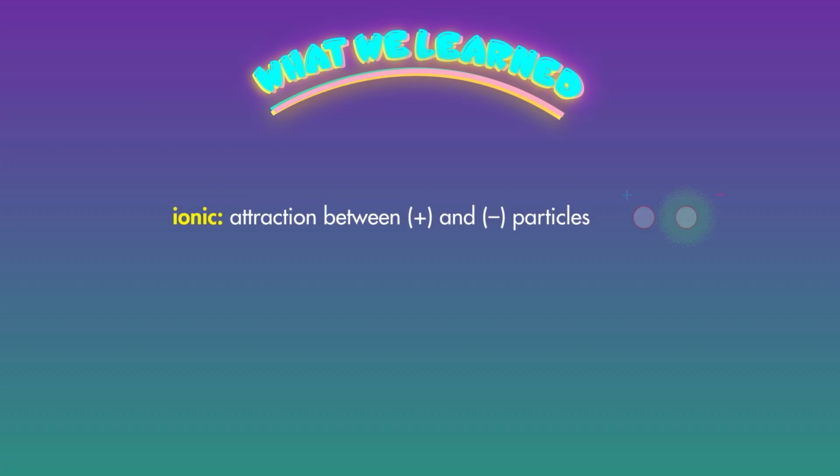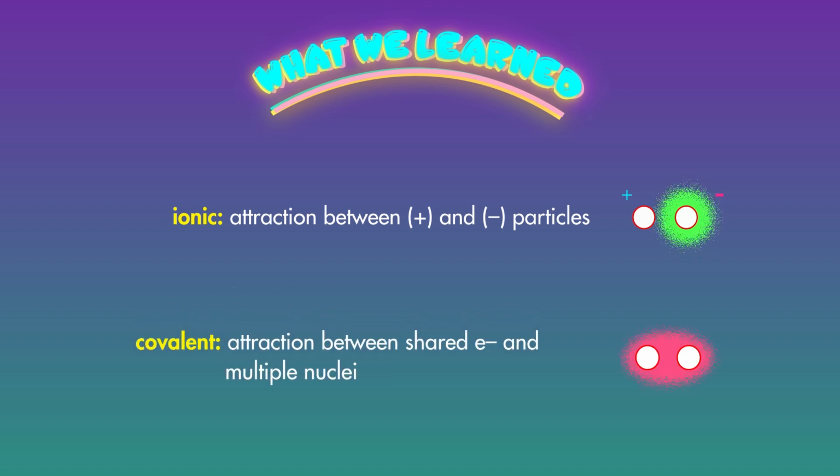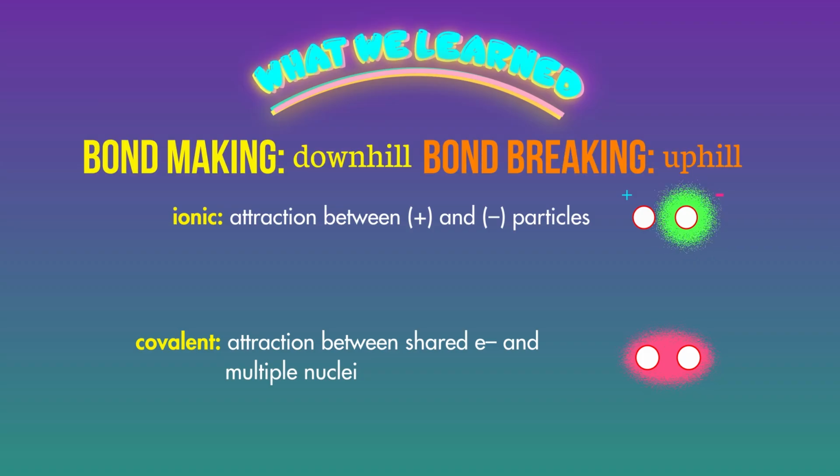Today we saw that chemical bonds form because atoms that are in chemical bonds are lower energy than atoms that aren't. Whether electrons are transferred to create an ionic interaction between particles of opposite charge, or whether the electrons are shared to create a covalent interaction where the electrons are attracted to multiple positive nuclei, chemical bond formation is always a downhill process. That means an input of energy is required to break those bonds.